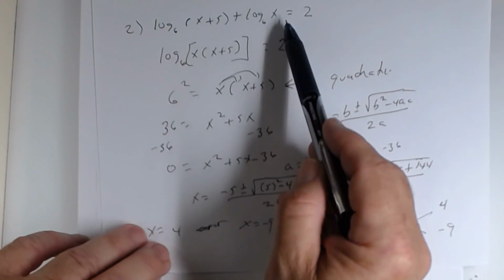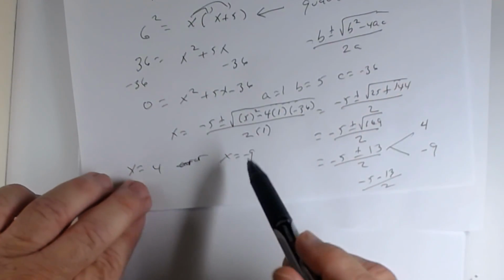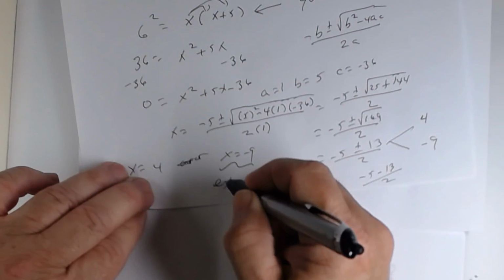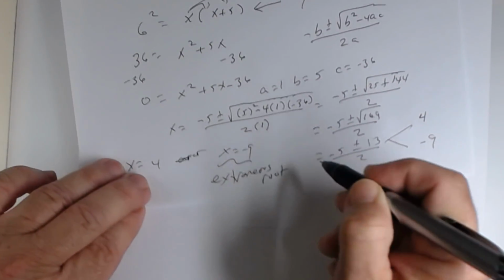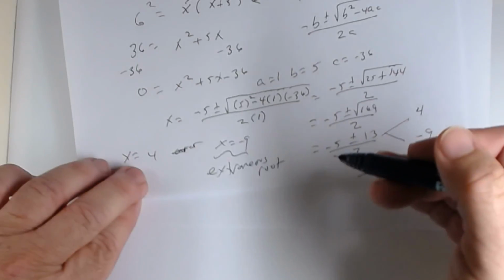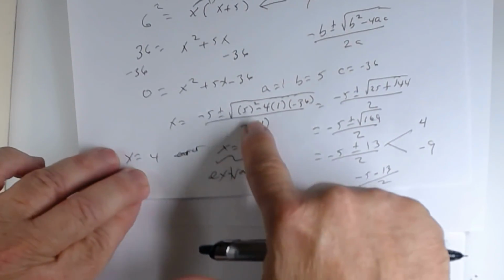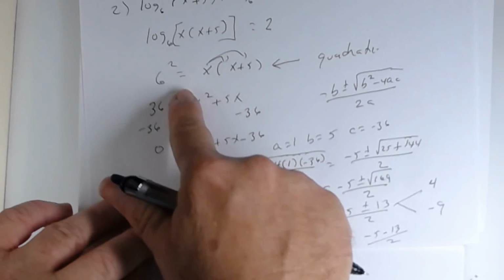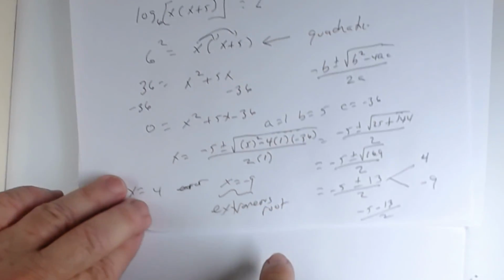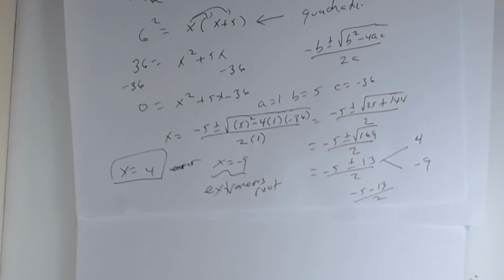Now since this one fails, do I have to worry about this one? No, only one of them needs to fail. So -9 is extraneous. You remember what extraneous means? It's a false root, which basically means -9 is a solution to one of those equations. Which one is it? This quadratic. But is it a solution to this log? No. All right, so the only solution is x equals 4.